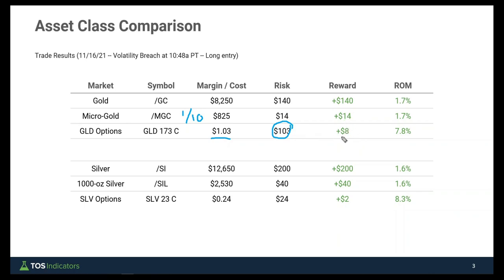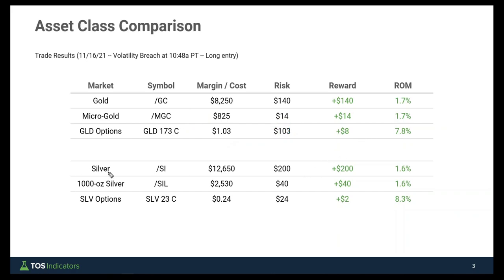Now, in terms of the value here that the GLD options returned, this moved a total of $8, which was 7.8%, and this does not factor in commission. So that's something you need to be wary of. Whenever you're looking at something like option moves this small, I think that plays a bigger factor.